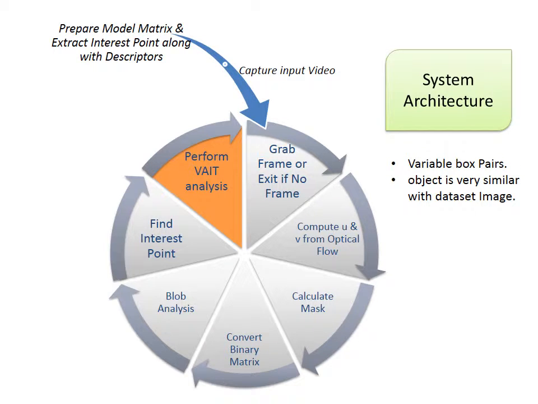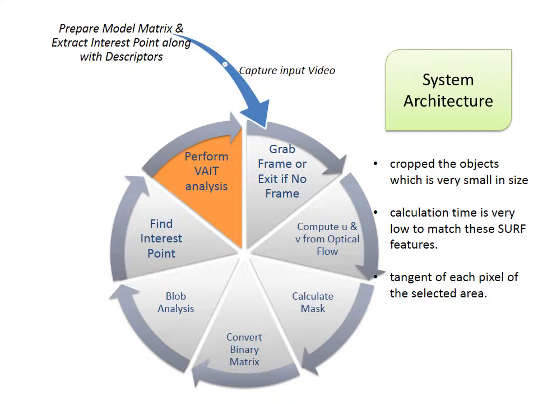We insert the match result in the variable box pairs. When the value of box pairs, or matched key points, is maximum, then we call the object very similar to the selected dataset image. This is how we recognize the object. In our algorithm, we only crop the object, which is very small in size, so the calculation time to match these SURF features is very low.